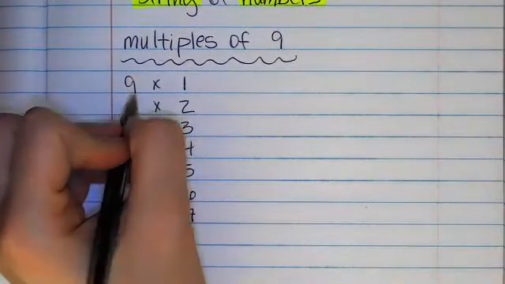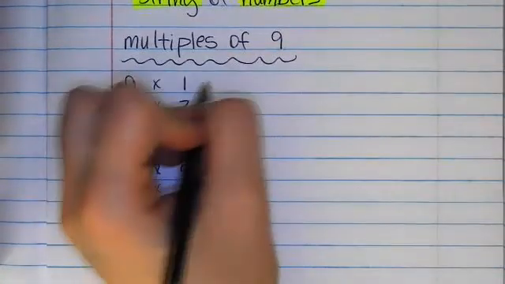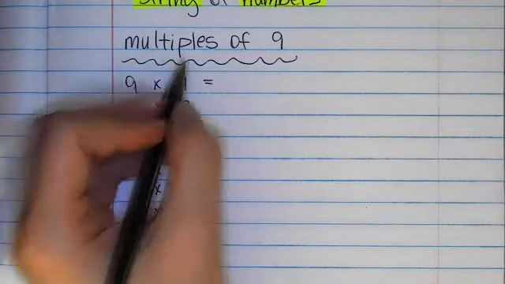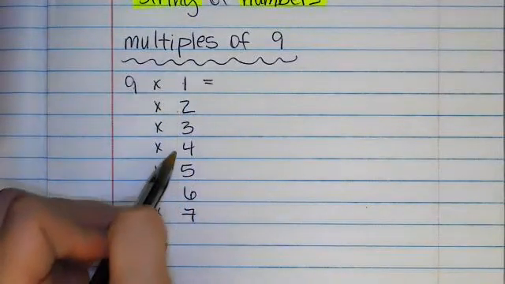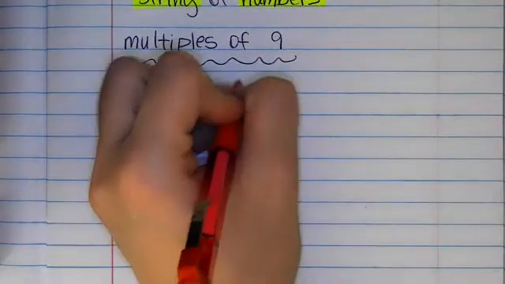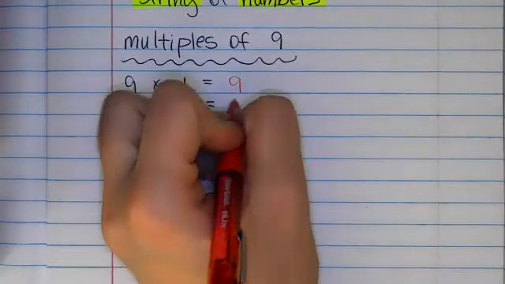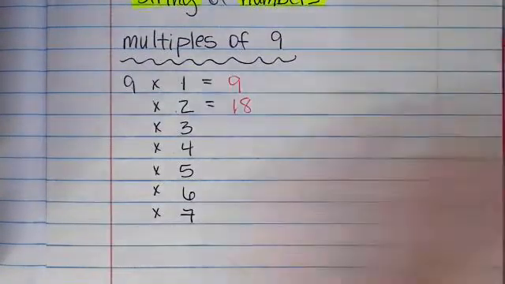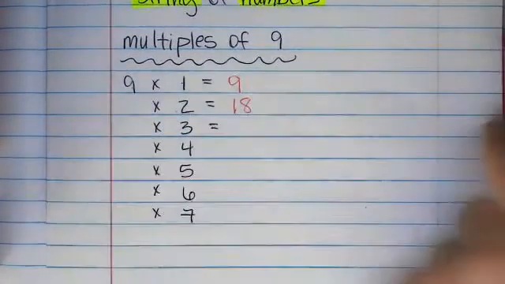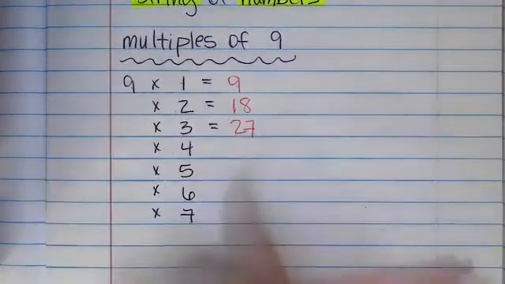I'm taking a number, which is 9, and like I said, I'm going to multiply it by a string of numbers. So my string of numbers would be 1, 2, 3, 4, 5, 6, 7, and so on and so forth. So 9 times 1 is 9. 9 times 2, because I'm going in the string in order, is 18. 9 times 3 is 27. And I'm just going in order.